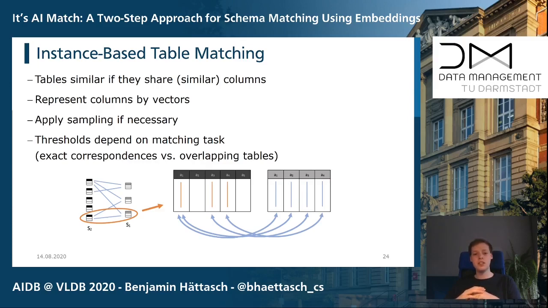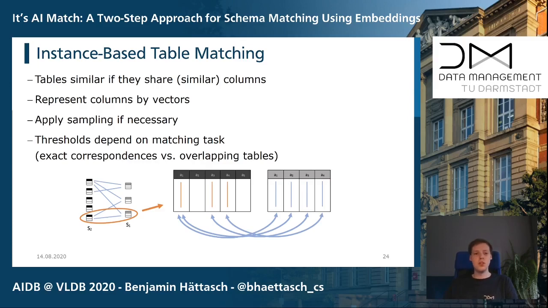You can find details in the paper. And of course, again, you need to have thresholds here, which depend on the matching task. For example, if you want to have exact correspondences, then you need to have most of the columns to have a corresponding column in the possible matching partner table. But if you want just overlapping tables, it's okay if there's just a small amount of columns that is shared between 2 tables. We did some experiments to also test this strategy, which you can find in the paper.